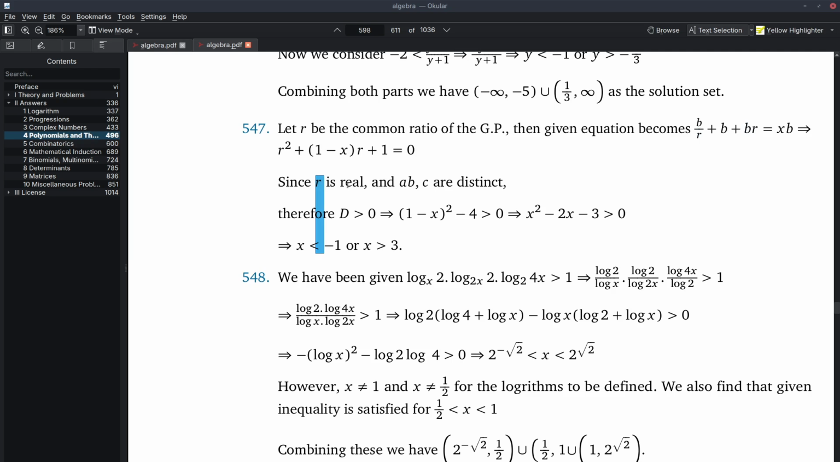Now r is real and a, b, c are distinct. Therefore, the discriminant must be greater than 0. So (1 minus x) whole square minus 4 greater than 0. So x square minus 2x minus 3 greater than 0. Therefore, x is less than minus 1 or greater than 3.